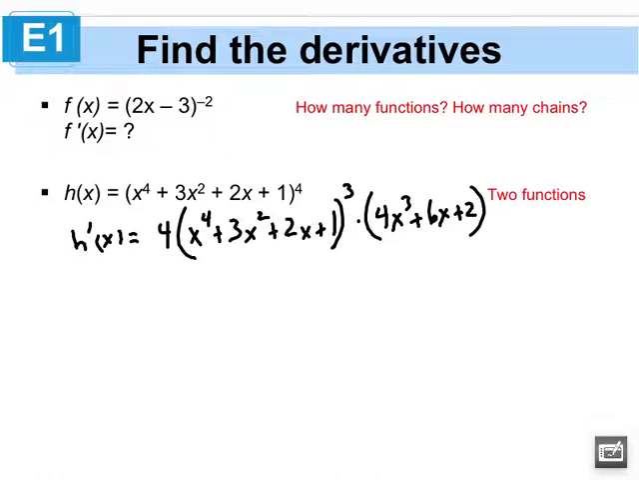And no, you don't need to multiply that out. That's the idea behind the chain rule. Without the chain rule, you would have to multiply out that monster, x to the fourth plus 3x squared plus 2x plus 1, 4 times. So you just stop there.